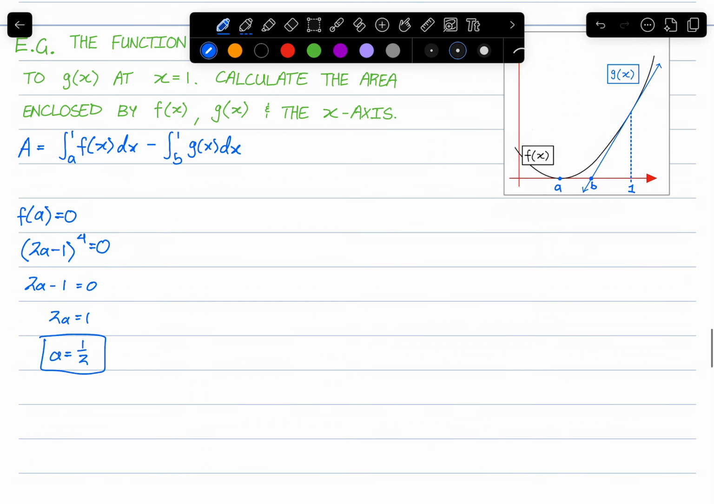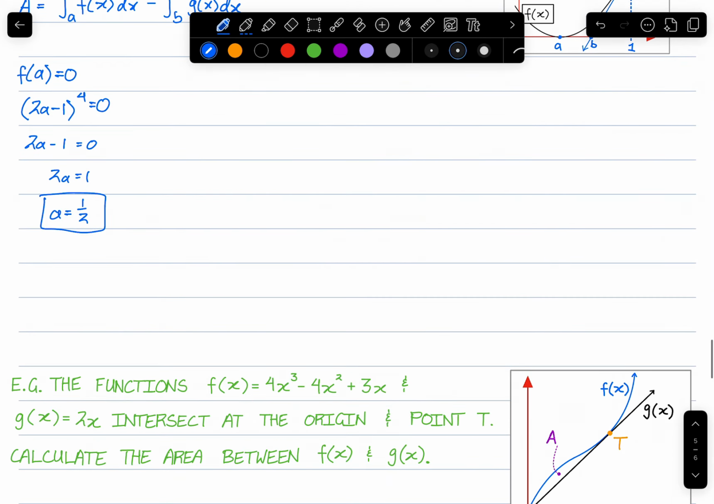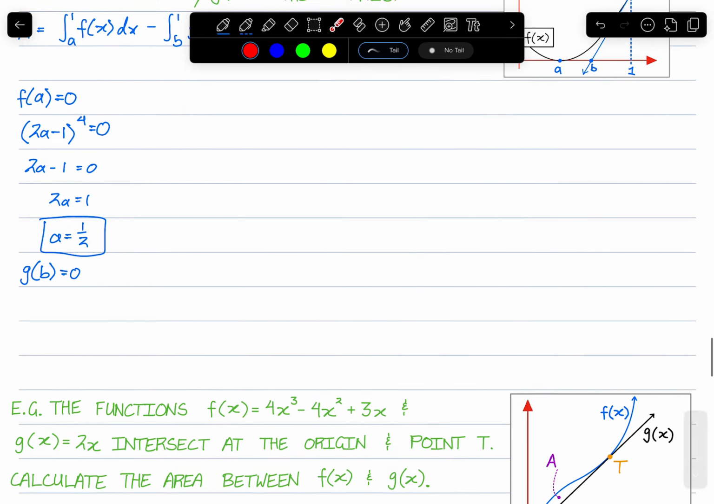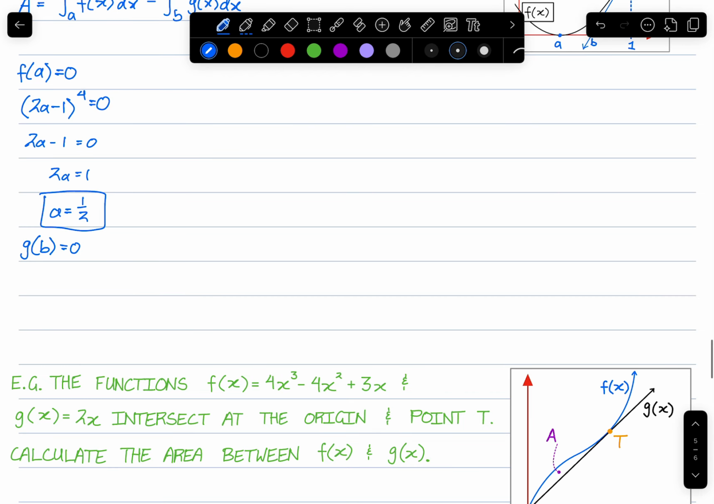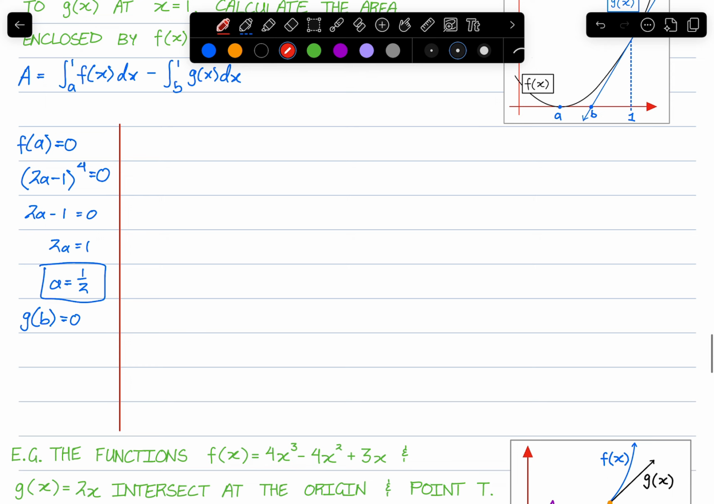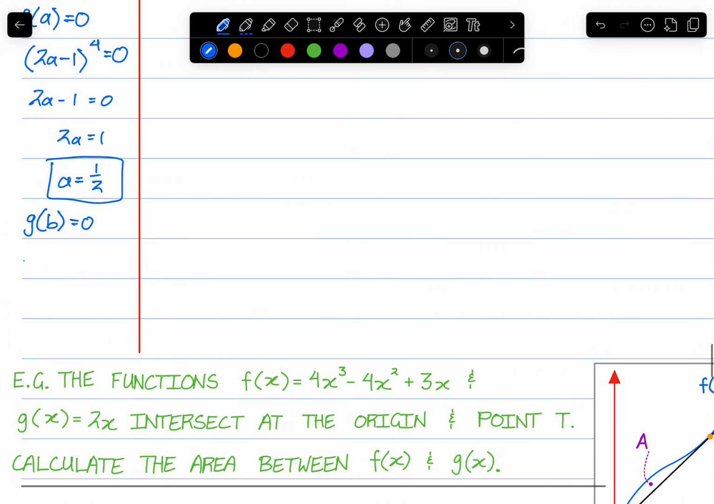Now let's take a look at B. We know that g of B must equal 0, but like I stated earlier, we don't even know what the function g is. So that is another problem we need to solve. Take a look. We know, I'll write it down here, g of x must equal mx plus c. It must be a line.